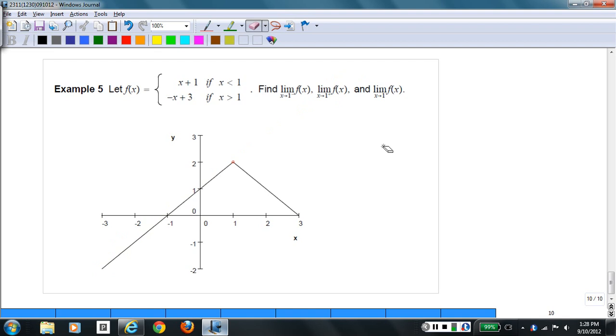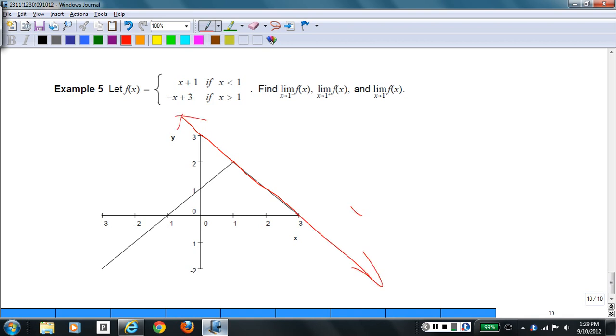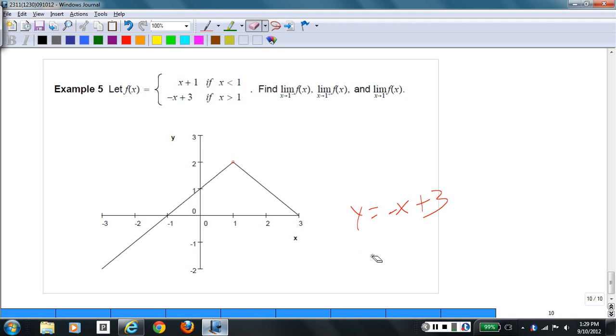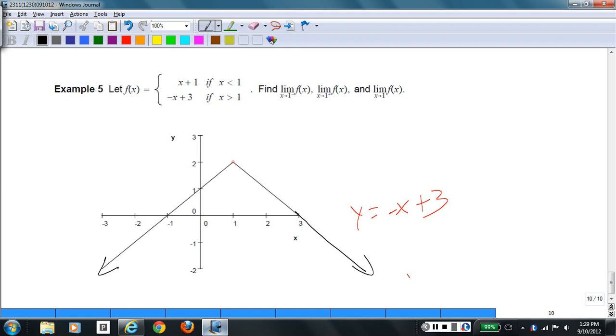The other one is negative x plus 3. If we were to draw the entire graph of y equals negative x plus 3, it would look something like that. But of course, we don't want the entire graph of that. We just want the piece of it that has x coordinates greater than 1. So erase, erase, erase. Yeah, that's the portion we want. I could extend it a little bit more down here, just so it doesn't give the impression that it stops. But here we go, that's our function.